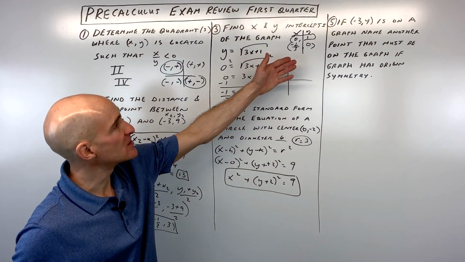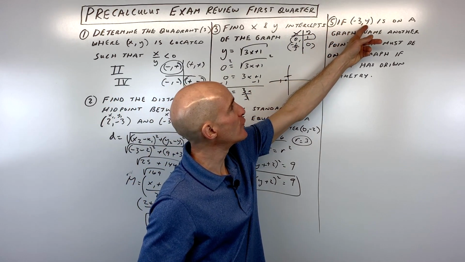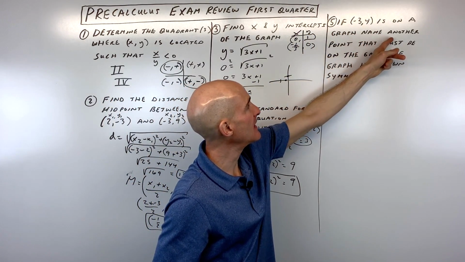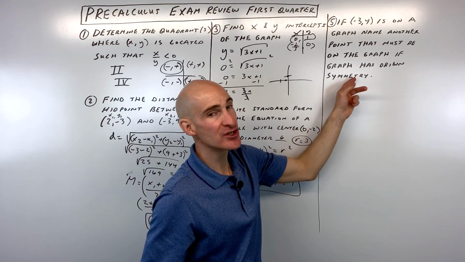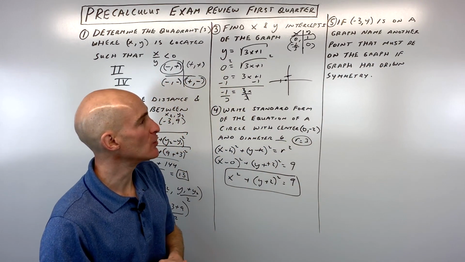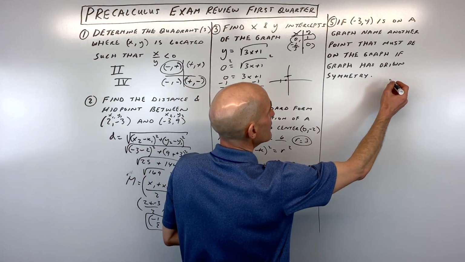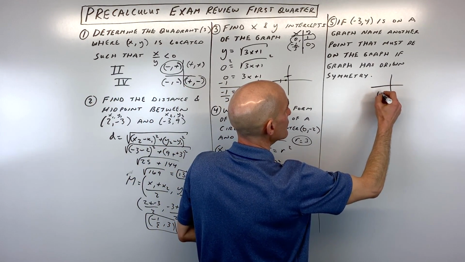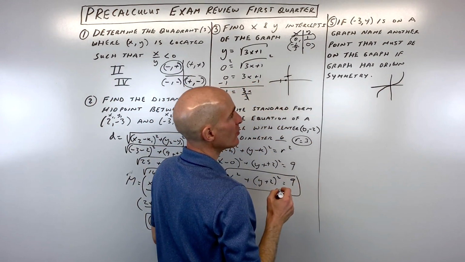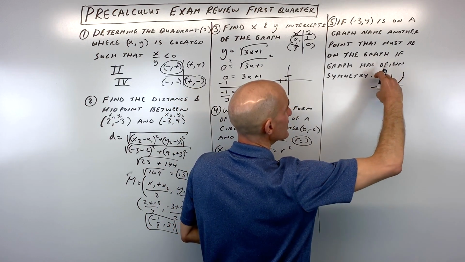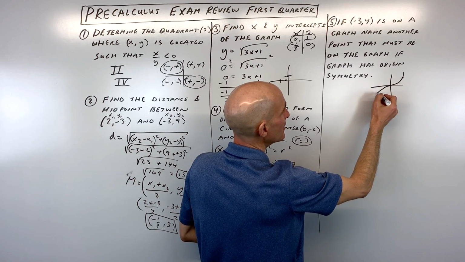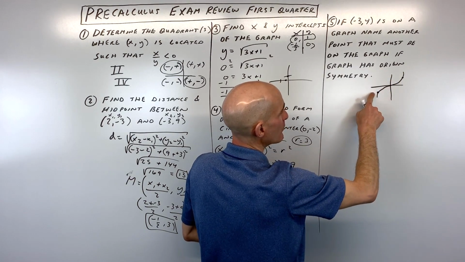Okay, for number 5 now, see if you can do this one. It says if (-3, 4) is on a graph, name another point that must be on the graph if the graph has origin symmetry. So what does that mean, origin symmetry? Well, for example, let's look at a graph that has origin symmetry, like y equals x cubed. If you take a point here and you rotate it 180 degrees about the origin, it would match up with a corresponding point right there.